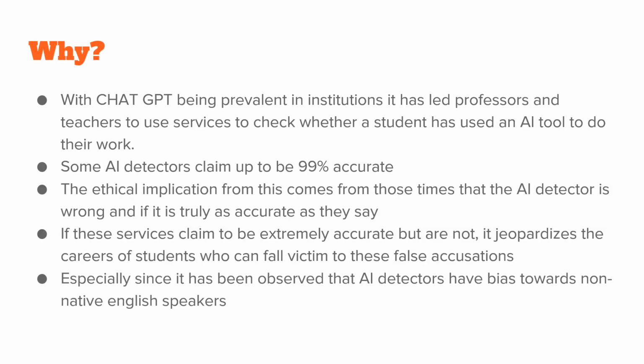So why we did it is because with ChatGPT being prevalent in institutions, it has led to professors and teachers to use services to check whether a student has used an AI tool to do their work. Some AI detectors claim to be up to 99% accurate, and the ethical implication comes from those times that AI detectors are wrong and if it is truly as accurate as they say.